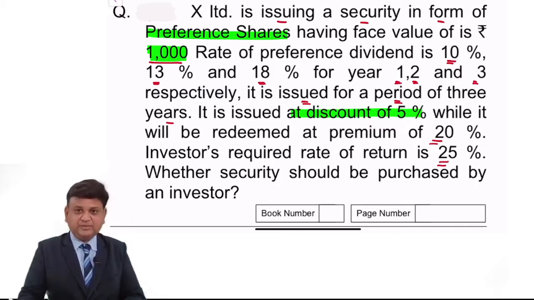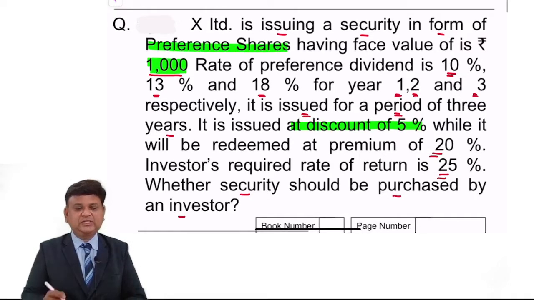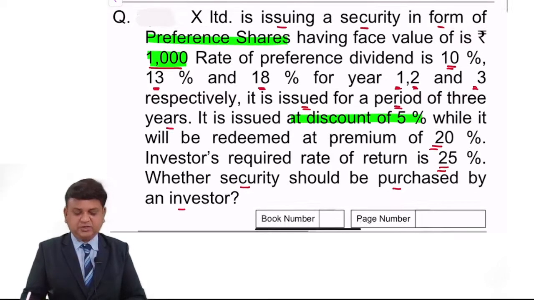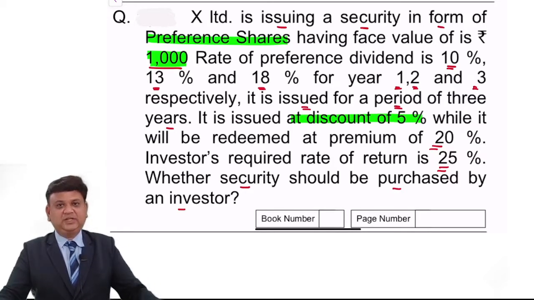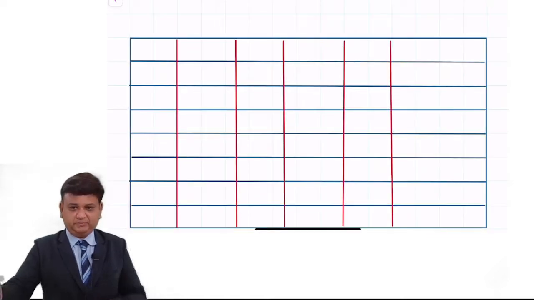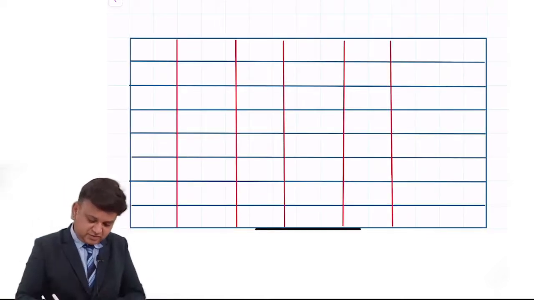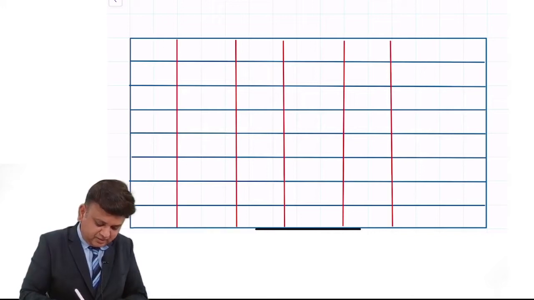Discounting rate, cost of capital, is 25 percentage. Whether the security should be purchased by an investor, that is the question. So the question says whether the investor should buy the security or not. I want you to calculate the NPV of the security and put your answer in the chat box. So write down the answer of the question. Heading, write down.